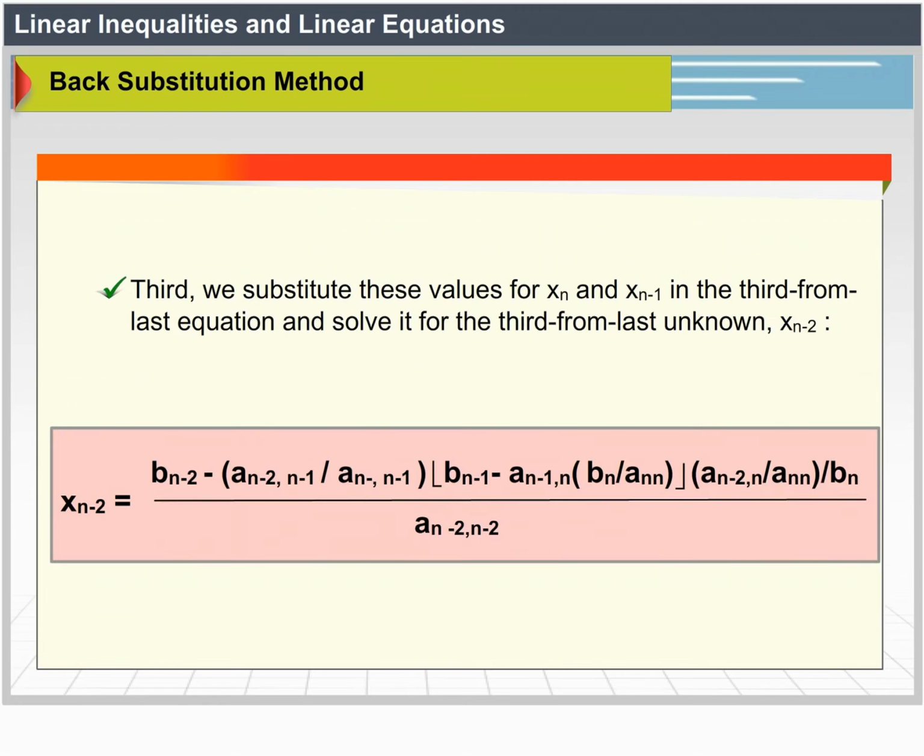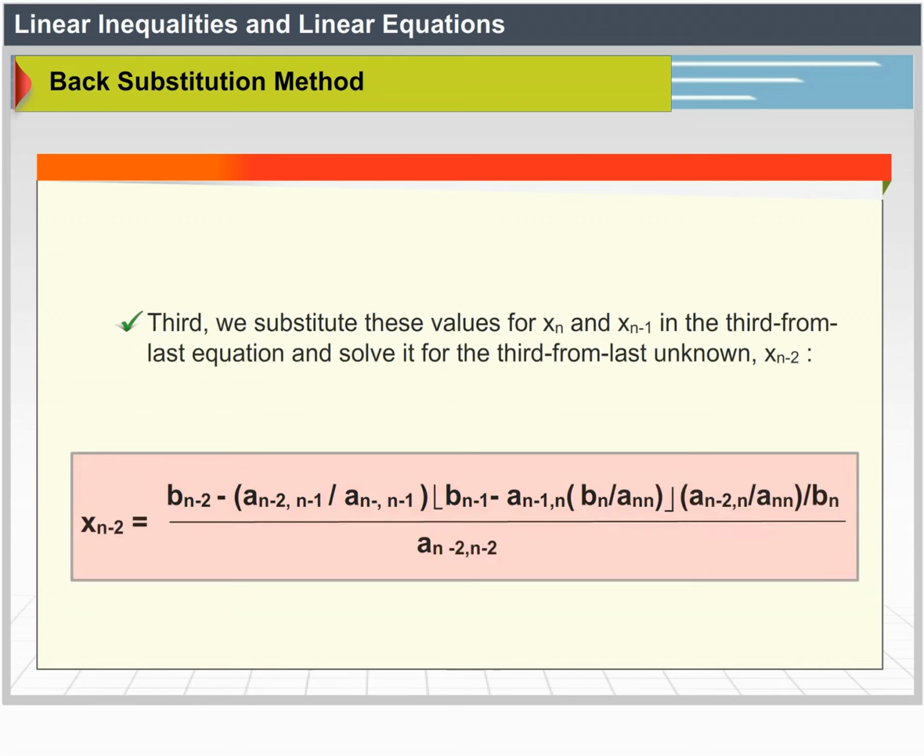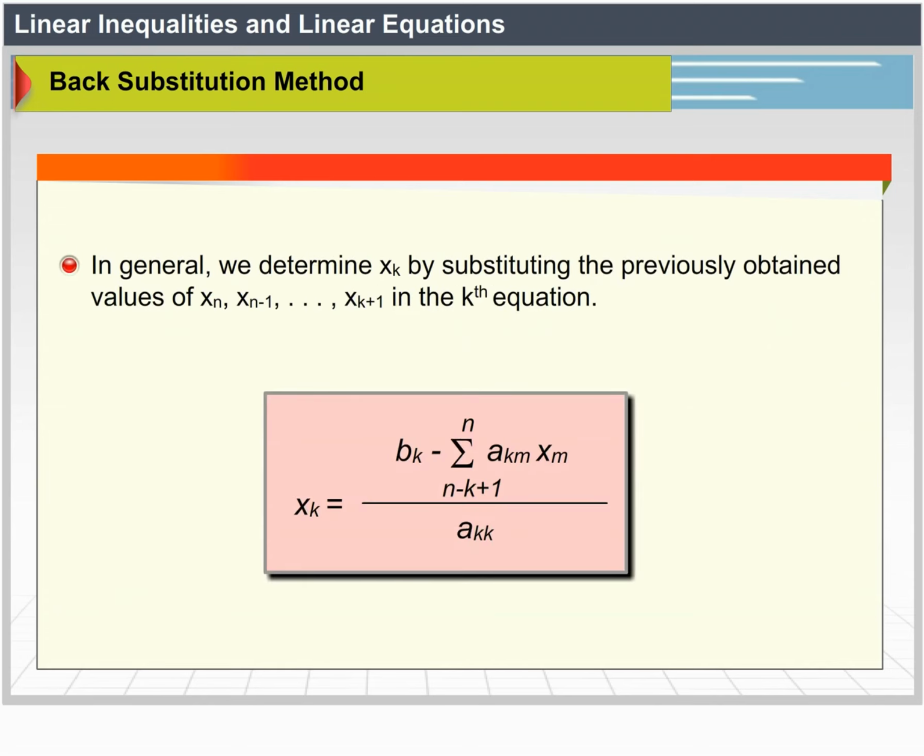Third, we substitute these values for xn and xn minus 1 in the third from last equation and solve it for the third from last unknown xn minus 2, as shown here. In general, we determine xk by substituting the previously obtained values of xn, xn minus 1, up to xk plus 1 in the kth equation. xk is equal to bk minus the summation from m equals k plus 1 to n of akm xm, divided by akk.